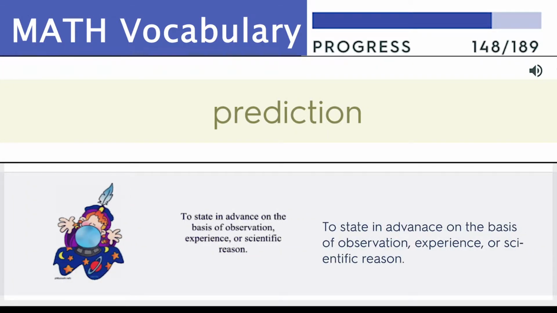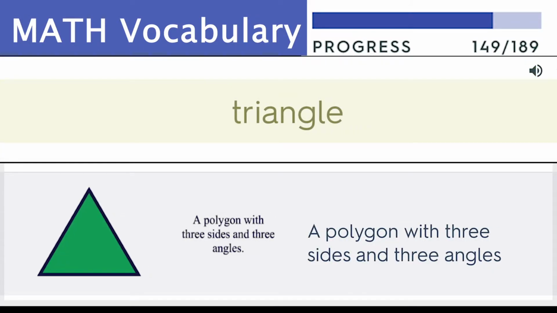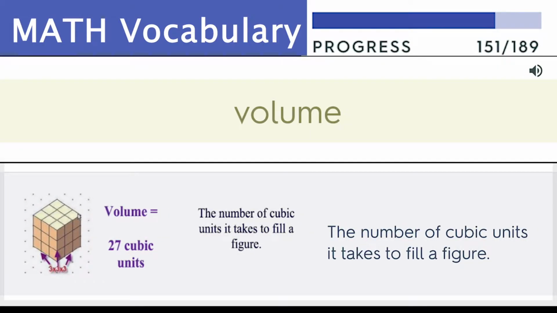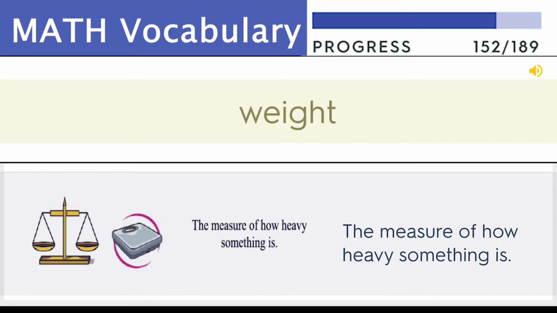Prediction. To state in advance on the basis of observation, experience, or scientific reason. Triangle. A polygon with 3 sides and 3 angles. Two-dimensional. Having length and width, having area but not volume, also called a plane figure. Volume. The number of cubic units it takes to fill a figure. Weight. The measure of how heavy something is.